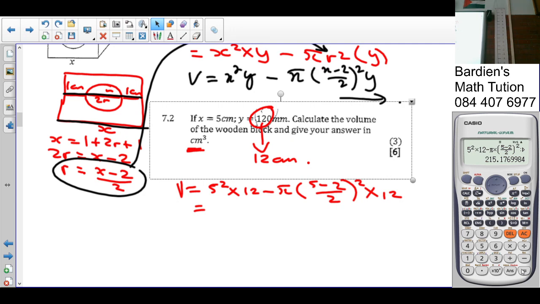215,18. Is that correct? Right. Any problems here, people? No?